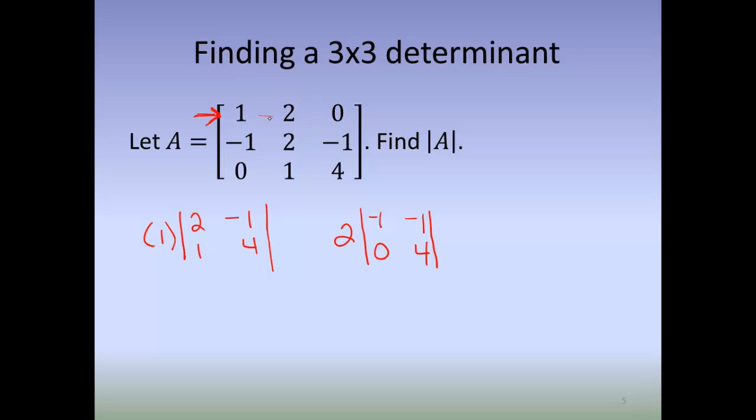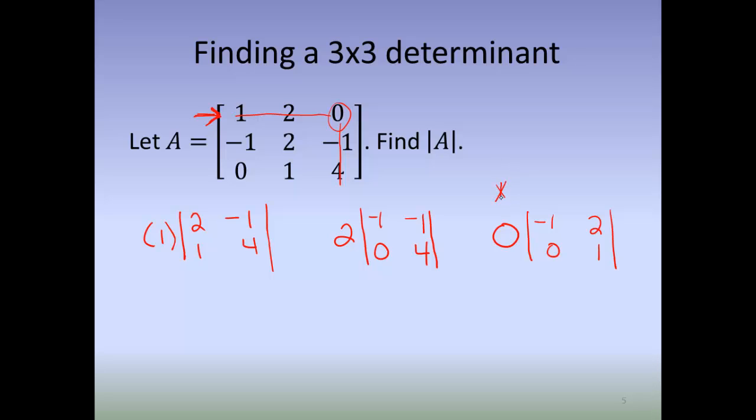Finally, I'm going to repeat it, and I'm going to expand where the 0 is. So I'm going to cross off the row and the column with the 0. I'm left with a 2 by 2 matrix, negative 1, 2, 0, 1, and I'm going to put a coefficient in front of it, 0.